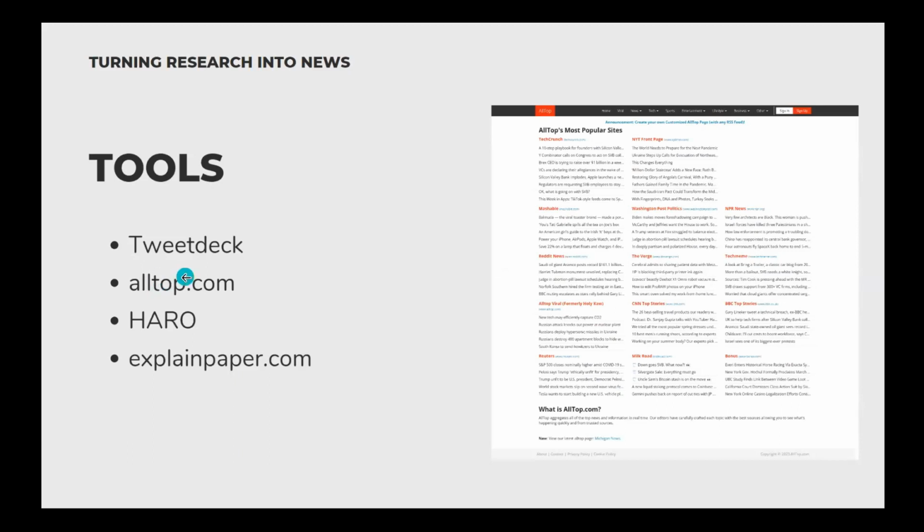Oh, sorry. And then some tools. So these are some of the tools that I use to look for journalists. So TweetDeck, Alltop, Harrow, Explain Paper. So Alltop is this one, alltop.com. Because I am not aware of all the publications available out there. Like the last time we had this story about the labor market, and I'm not that familiar with business media. So I try to look for leads here. And that's what I use to find journalists.